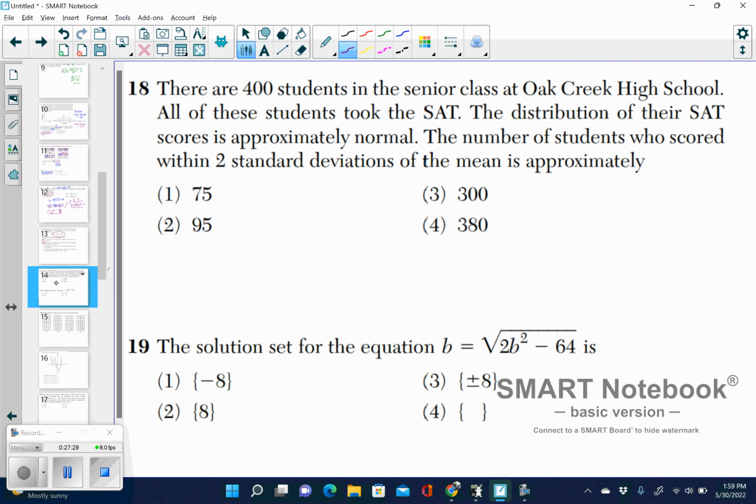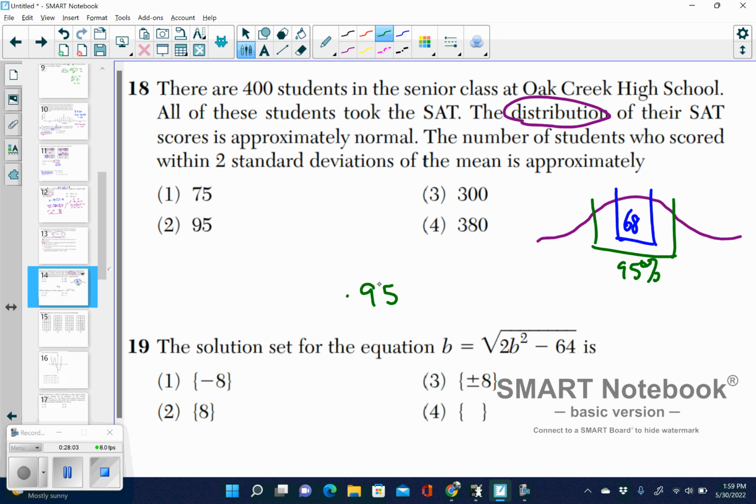Number 18. 400 students in the senior class took the SAT. Awesome. Distribution. Okay, we just did this. So the distribution looks kind of like a bell curve, and it's approximately normal. The number of students who scored within 2 standard deviations of the mean is approximately. So remember that 1 standard deviation of the mean is 68%. 2 standard deviations of the mean is 95%. So we have to do 95%, which is 0.95, which means we're going to multiply it times the total number of students, 400. We're going to get a number that is about 380, which is right there, okay?